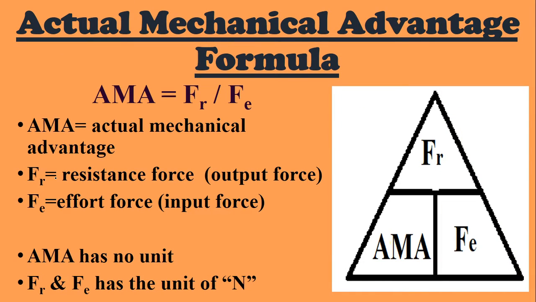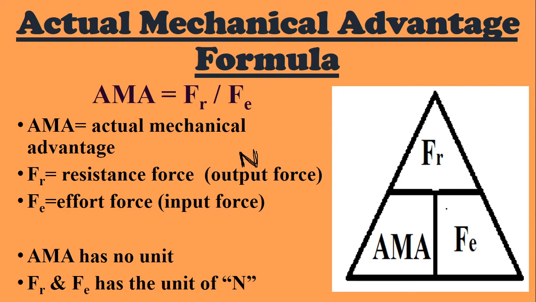So the formula for actual mechanical advantage is this: AMA, which stands for actual mechanical advantage, equals FR over FE. AMA doesn't have a unit. FR is the resistant force or the output force. Remember, force unit is newtons. It's the output force, or the force done by the machine. And FE is the effort force or the input force, and that's what you do. Remember, input you, output machine. AMA has no unit, and the units for FR and FE are newtons.